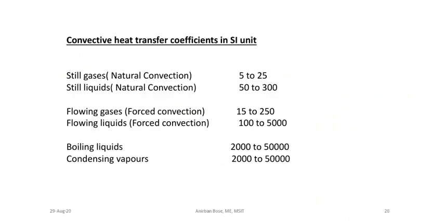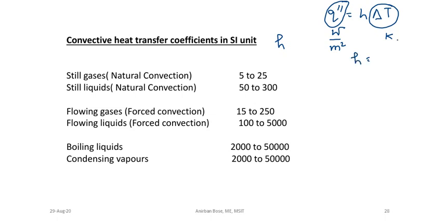Now let us try to get a feel of the numbers, that means what should be the value of h. So what is the unit of h in SI units? You have seen that the heat flux is equal to h into some temperature difference. The unit of heat flux is watt per meter square, and the temperature difference can be either degree centigrade or Kelvin. So h will have the unit of watt per meter square per Kelvin.